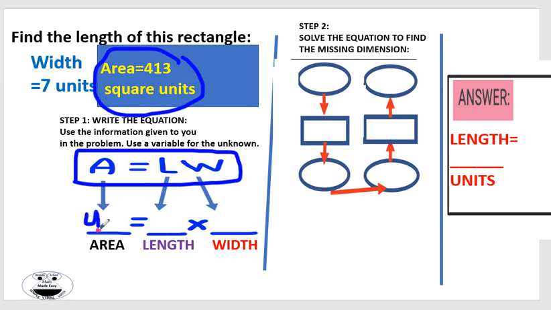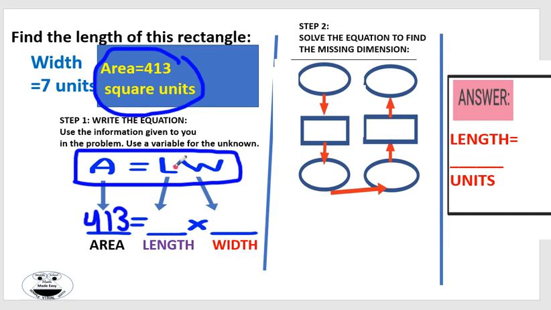So we're not going to keep it as A. We're going to write it as 413, because we want to make it easier for ourselves and get rid of as many variables as we can. At the end there should be only one variable and the rest should be numbers, to make it easier to get the answer.